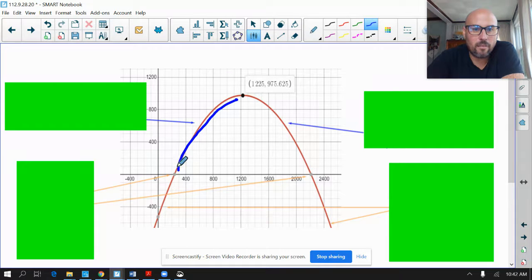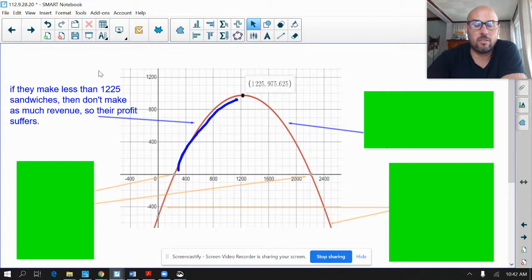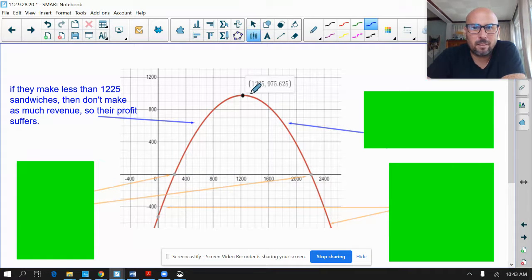Notice all the Y values in this section are under the maximum Y value. So we're not making that much profit here. This represents if we sell less than 1,225 sandwiches, then we're simply not making that much profit. So we don't make as much profit. Well, how do you understand this over here? If I make more than 1,225 sandwiches, how does it make sense that I actually make less money?